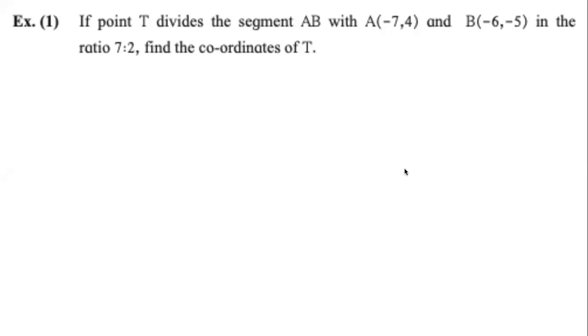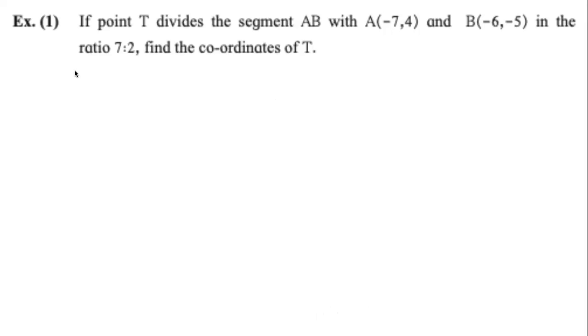Once again, 2 points are given. A (-7, 4) and B (-6, -5). And what is given is the ratio 7:2. We have to find the coordinates of this point T, which divides this line segment AB in the ratio 7:2. Conceptually, this is exactly the same as the previous question. The only difference, if you can call it a difference, is the values: the coordinates and the ratios. Otherwise, nothing is different. Once again, easy question, easy solution.